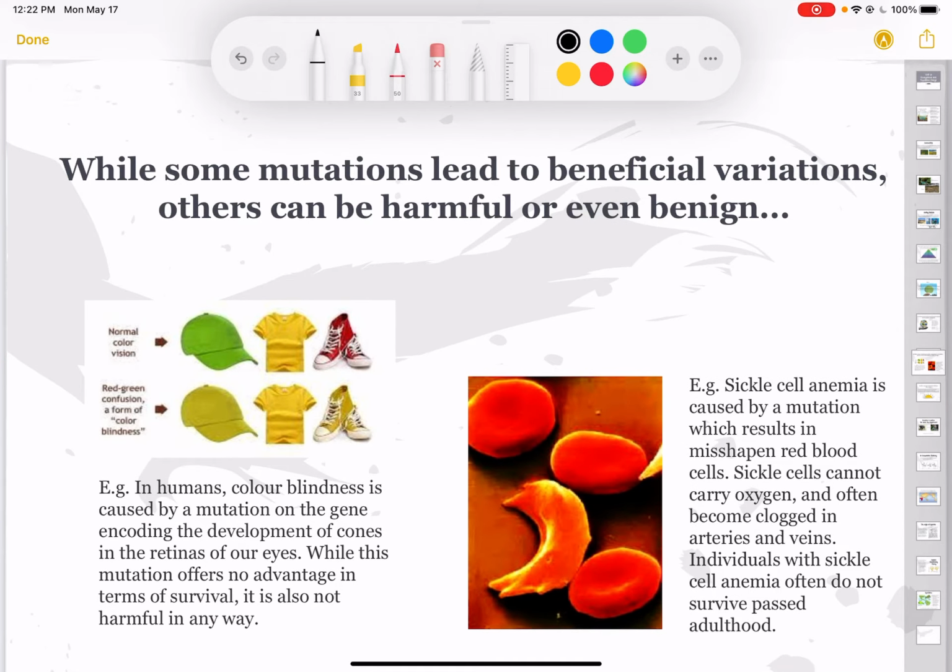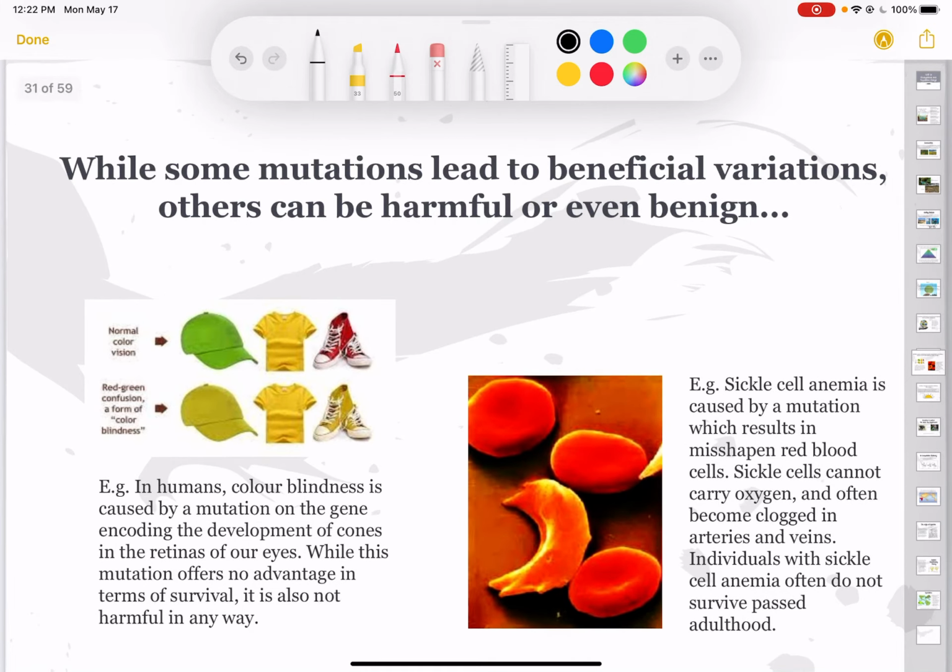While some mutations lead to beneficial variations, others can be harmful or even benign. So, like I just said, when you think of mutations, you normally think of bad things. And we'll talk about some of those. But there's also ones that are benign, and benign basically means it doesn't necessarily harm anyone. It's just sort of a mutation.